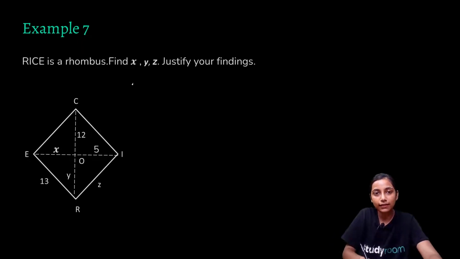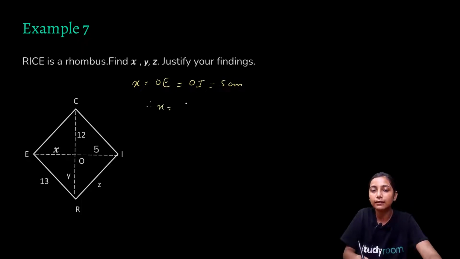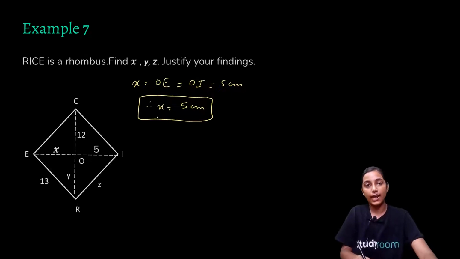Therefore, since X is equal to OE, OE is going to be equal to OI. And what is OI equal to? It is 5 cm. Therefore, X is equal to 5 cm. So we have found out our X.